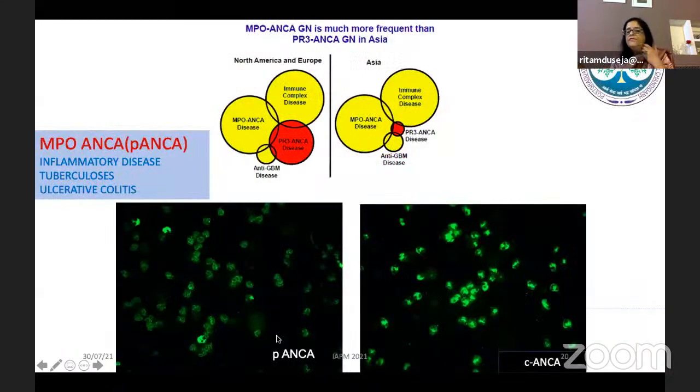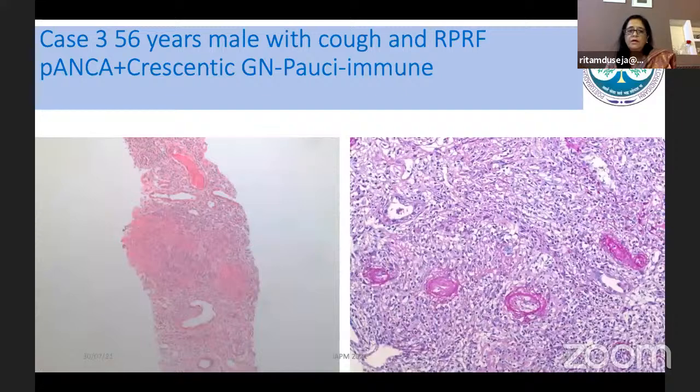Now, another fact is that in Asian countries, we tend to have more often PR3 ANCA positivity. And P ANCA positivity is sometimes quite non-specific also. It can be positive in many inflammatory diseases like tuberculosis, ulcerative colitis. So we have to keep in mind that all P ANCAs are not likely to be associated with primary vasculitis. It could be an epiphenomenon, and one needs to be very careful with that.